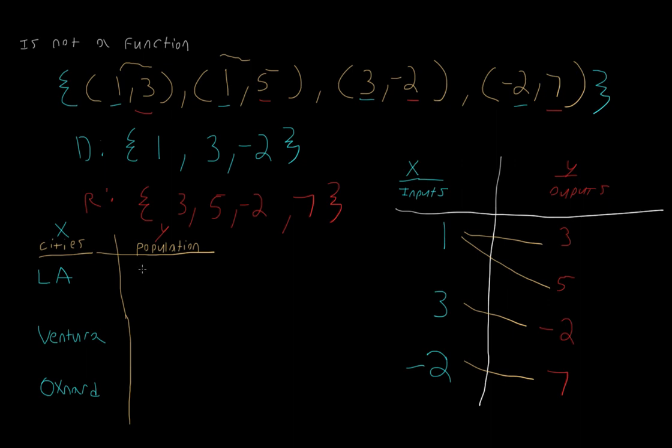Let's just put some random numbers: 15,000 and 40,000. In LA, there are 40,000 people. There's probably more than that, a lot more, I can guarantee that. Ventura, say there are 15,000. And then Oxnard, there are 15,000 population and 40,000.